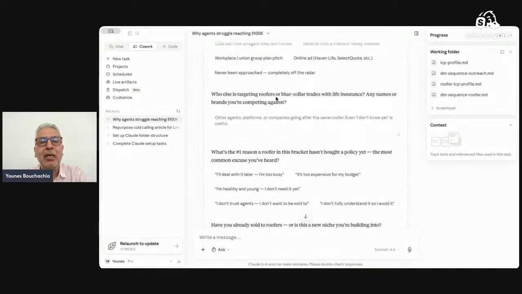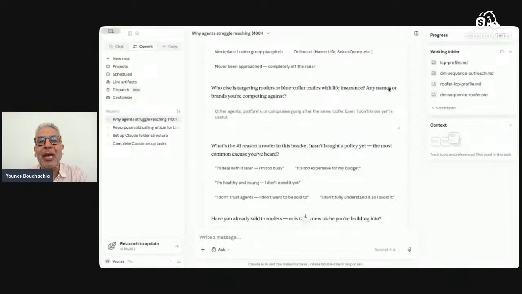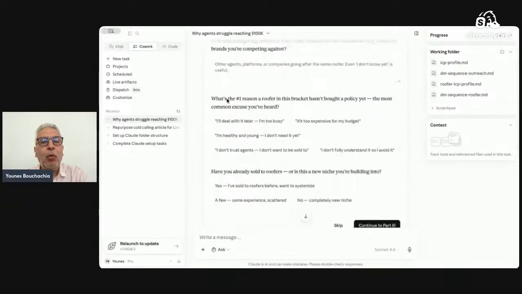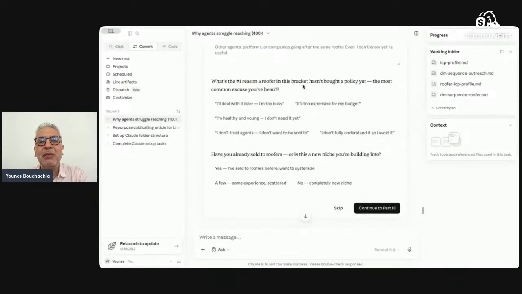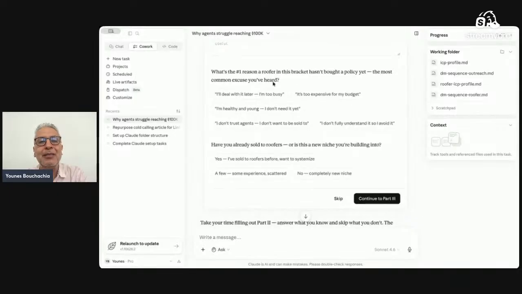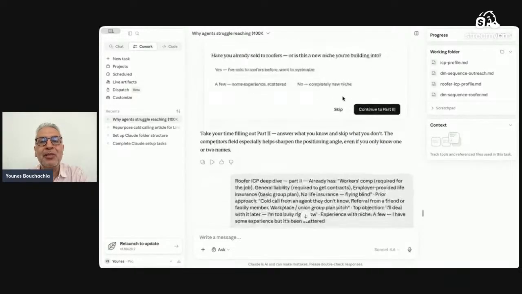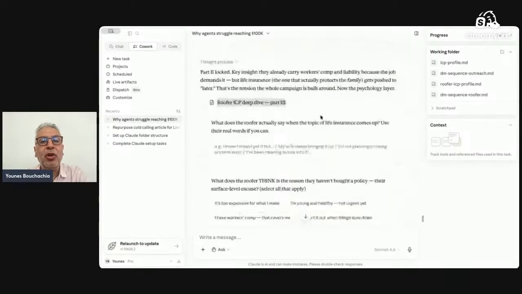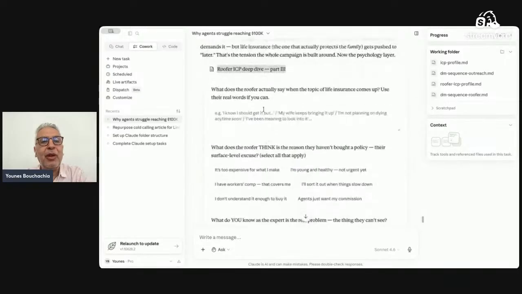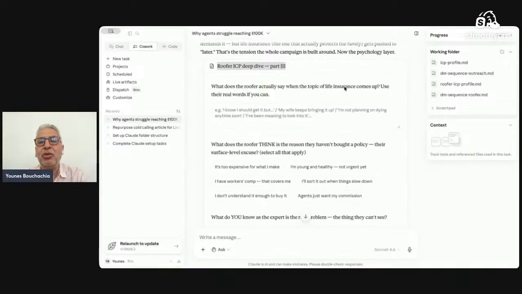Who else is targeting roofers or blue-collar trades with life insurance? Any names or brands? What is the number one reason a roofer in this bracket hasn't bought a policy yet? The most common excuses. Then you choose one or two. Have you already sold to roofers, or is this a new niche? Then you select what is good. And then the third deep dive, you answer the following questions. This goes even deeper into the psychographic. What does the roofer actually say when the topic of life insurance comes up?